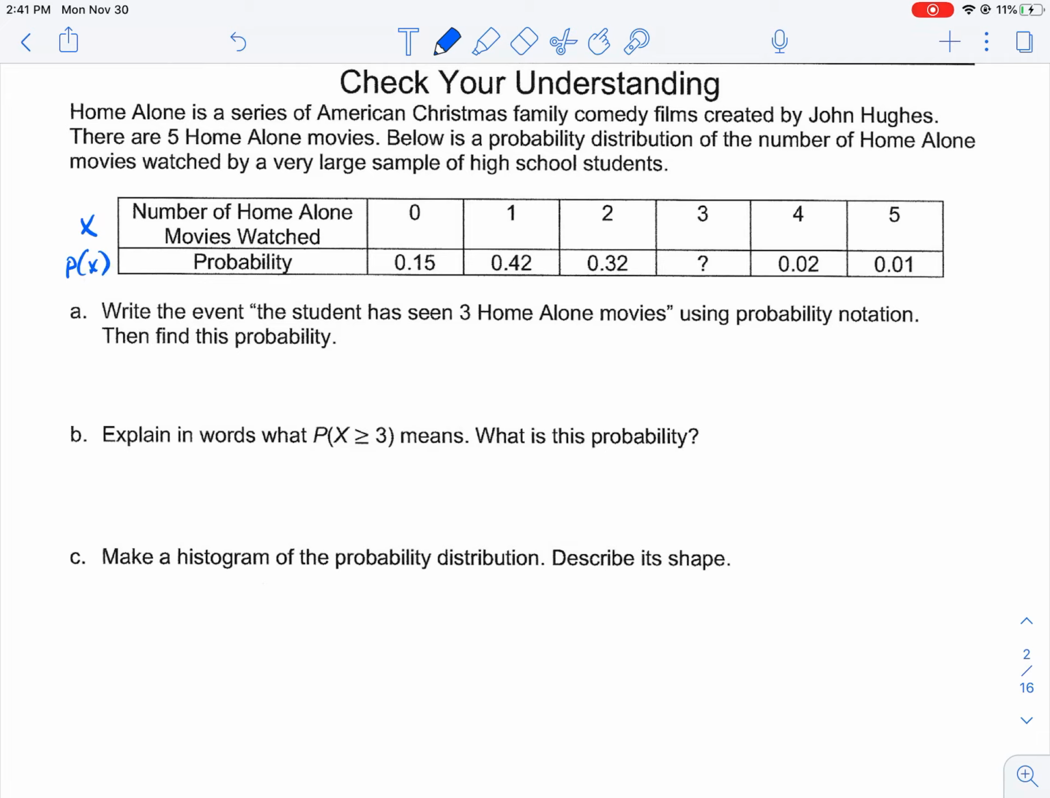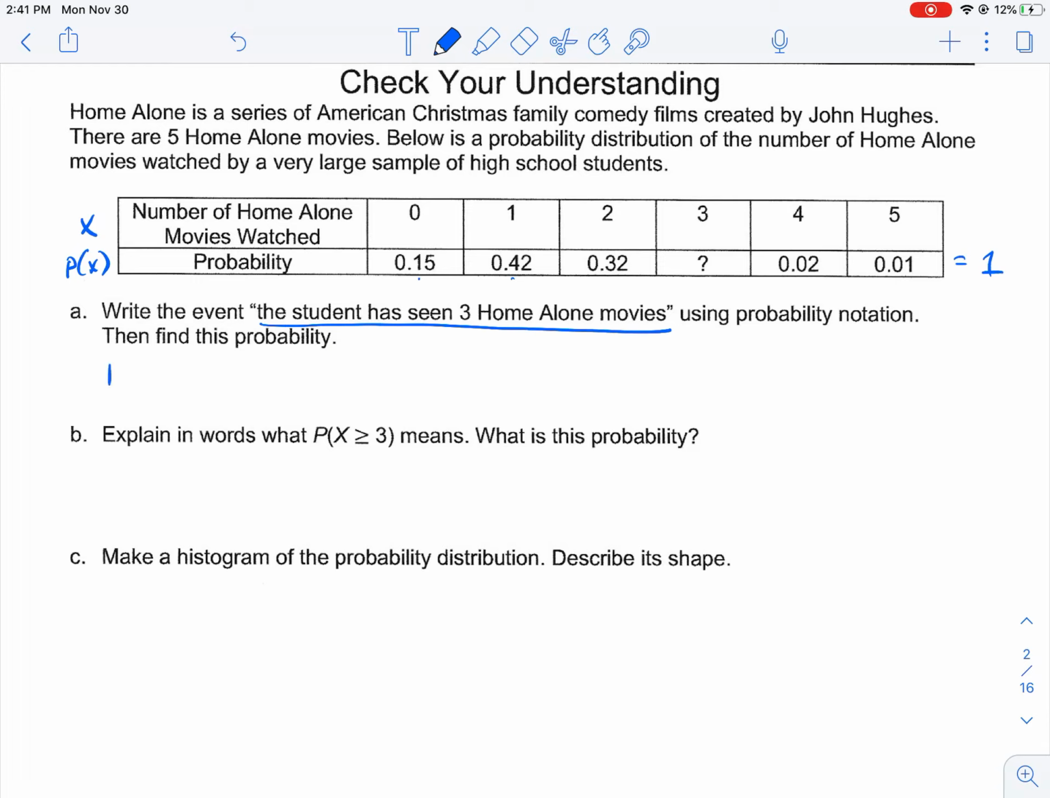Assuming that this is a valid probability model, all of these should add up to 1 altogether, and they should each be between 0 and 1. As you can see, as we go down the line here, we've got our different probabilities. We're obviously missing 1. Our first question is, write the event the student has seen 3 Home Alone movies using probability notation.